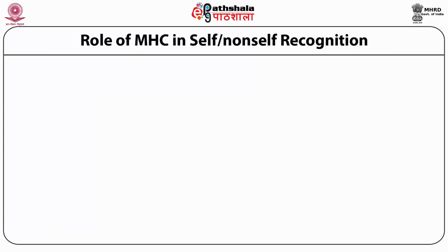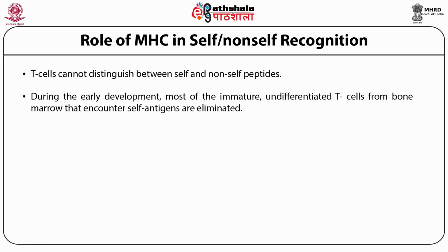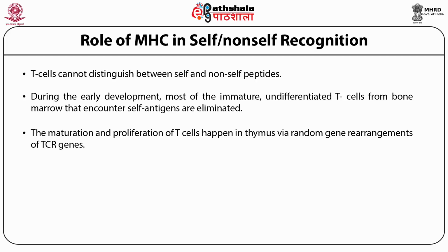Role of MHC in self and non-self recognition. T cells cannot distinguish between self and non-self peptides. During early development, most of the immature and undifferentiated T cells from bone marrow that encounter self-antigens are eliminated. The maturation and proliferation of T cells happen in the thymus via random gene rearrangements of the TCR genes.